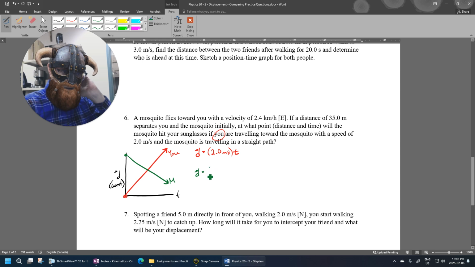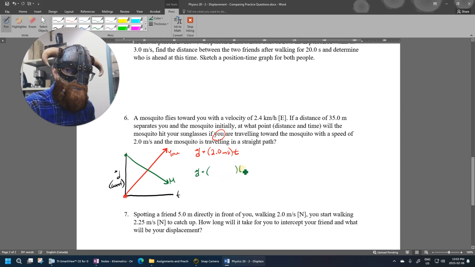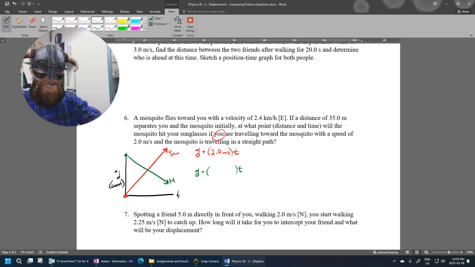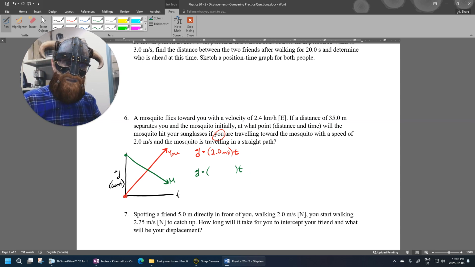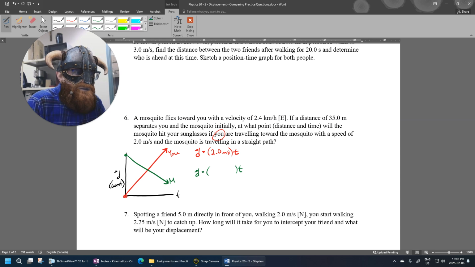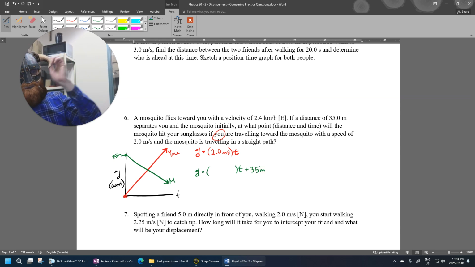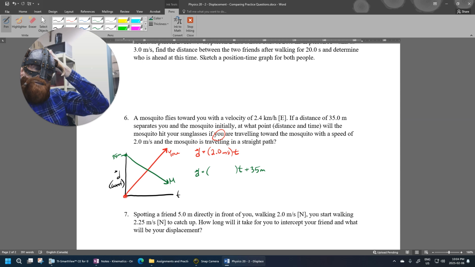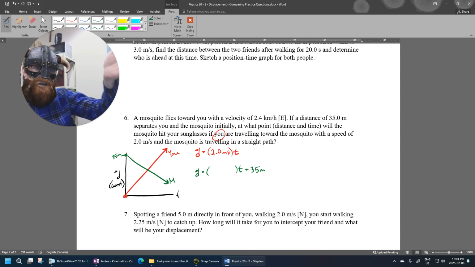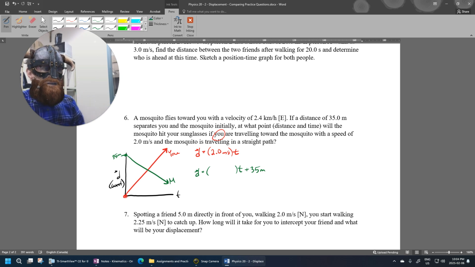D is equal to the mosquito's velocity. I'm going to do something with that number in a second. Times x, t plus b. Now it says here b, the distance between you was 35 meters. So it looks like the mosquito started 35 meters up here, so I'm going to say plus 35 meters. The reason I left a blank there for the D is because it's in kilometers per hour, which is going to be a problem because everything else is in meters.